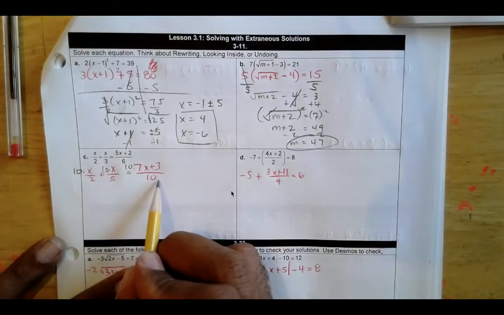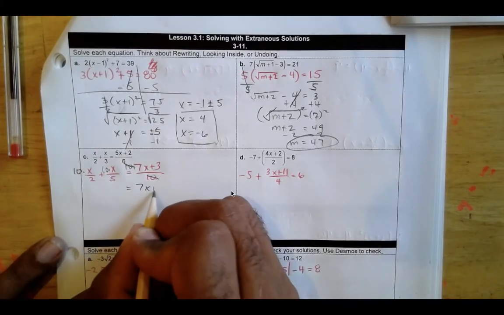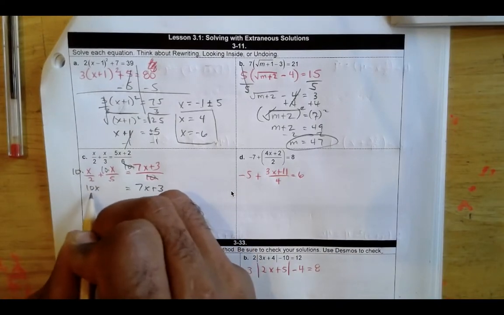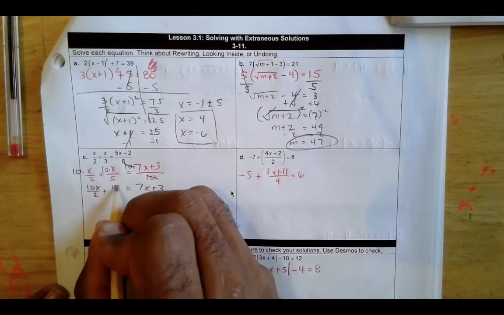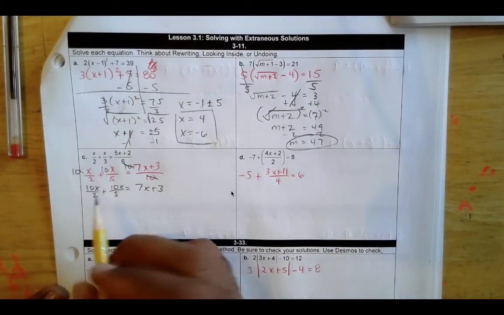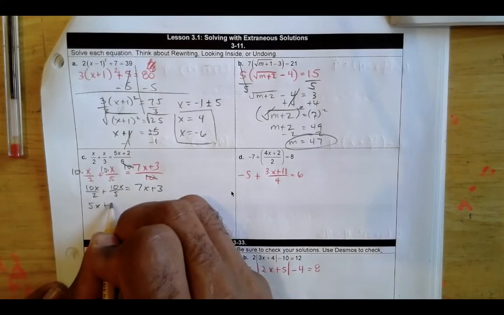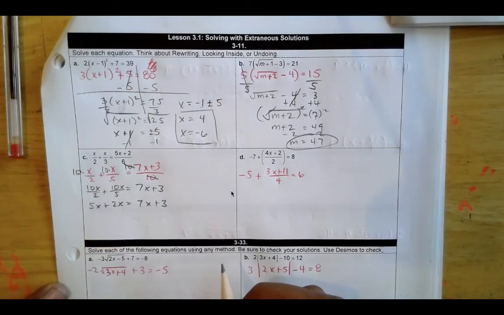Now remember, as long as it has the same denominator, they just cancel out. So I just have 7x plus 3 here. And then over here, I have 10x, remember multiply it times the top, over 2, and then 10x over 5. And let's just simplify that. So 10 divided by 2 is 5x. And then 10x divided by 5 is 2x. And now you can see it's a lot easier equation to solve.